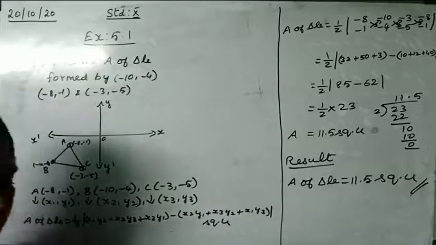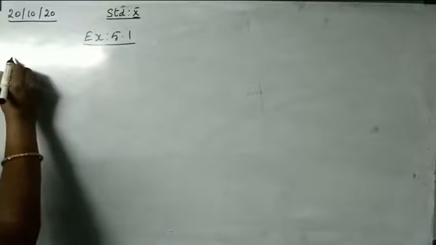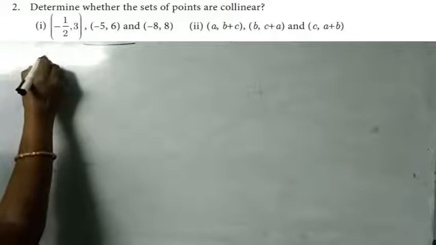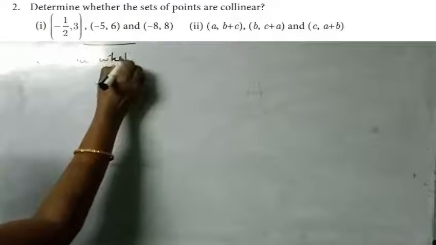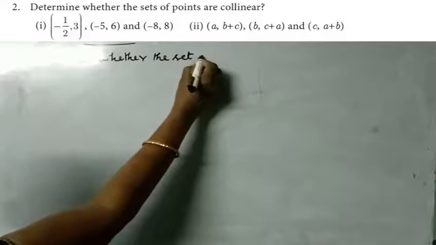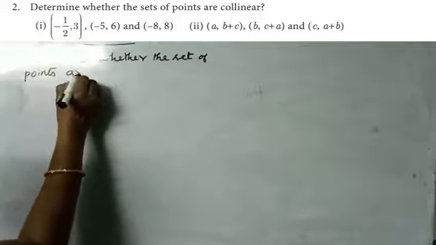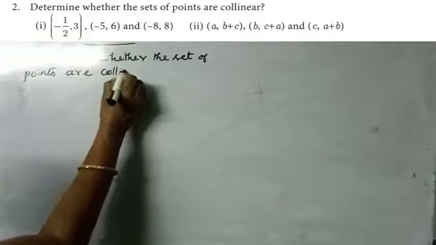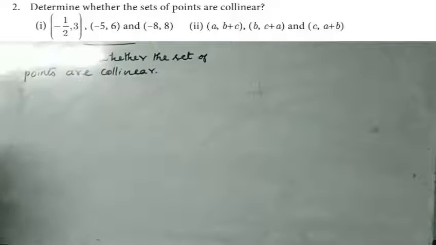Now let us see the second question. Determine whether the set of points are collinear. What do you mean by collinear? Collinear means the points lie in the same straight line. That means it should not form a triangle.